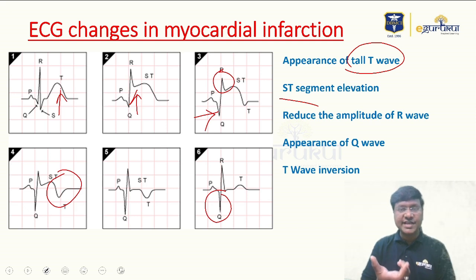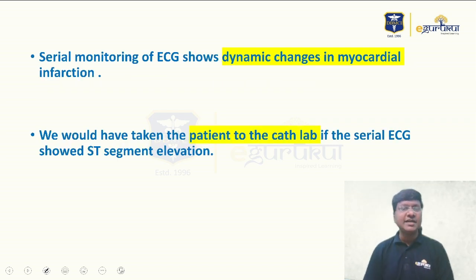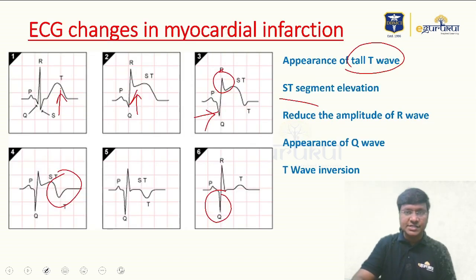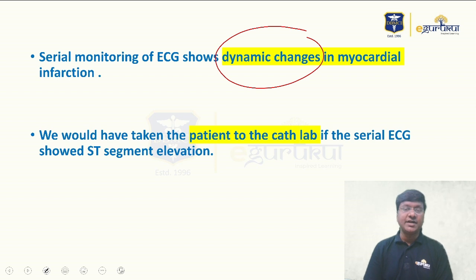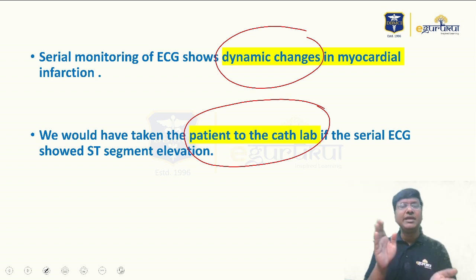So if the history is very typical and suggestive of ischemic heart disease, you have to be very suspicious of an underlying coronary artery disease. Now, what would we have done if the same patient was with us in the casualty? We would have done serial monitoring of the ECG, and the ECG would show dynamic changes in myocardial infarction. And what are the dynamic changes? Tall T wave, ST segment elevation, which by itself tells you it's a classical MI. The patient would have been taken immediately to the cath lab, and the blocked proximal LAD would have been opened and the patient would have been saved and survived.